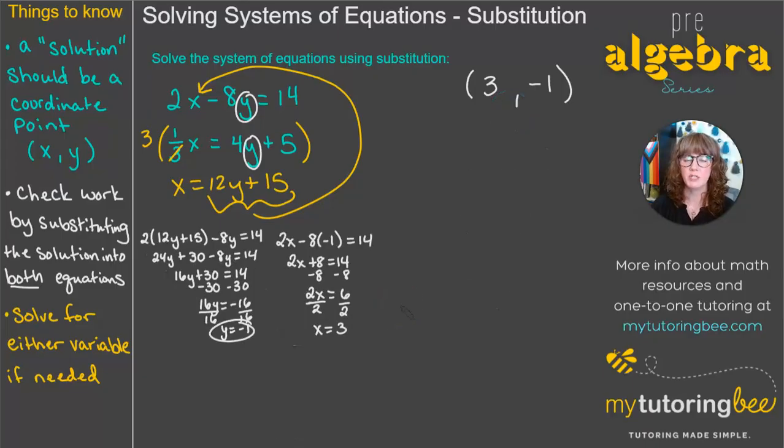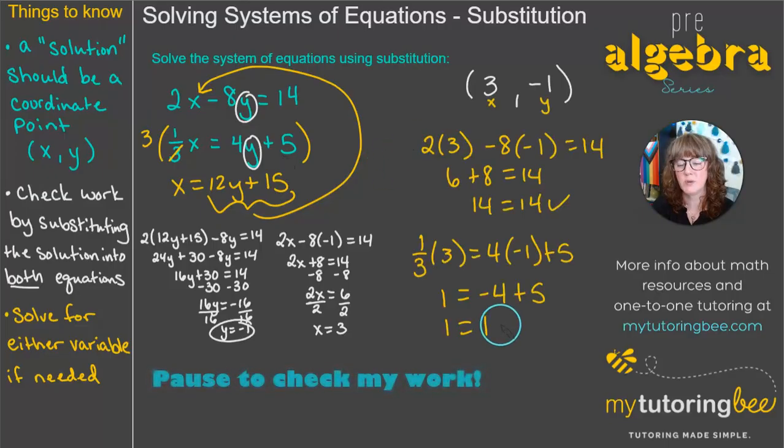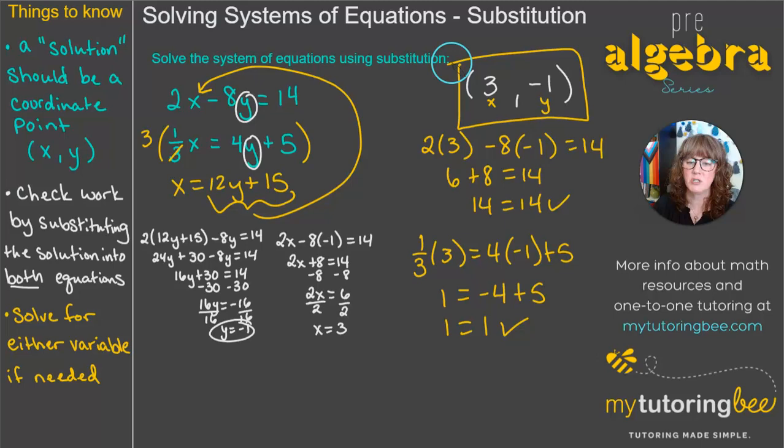And of course, we can check our work by substituting in the x and y values into both of these original equations and make sure that they do create true equations. So again, we have a true equation. So this is the solution for both of these equations, meaning that it is the solution for the system of equations. I hope that this video was helpful in learning how to solve systems of equations using the substitution method.